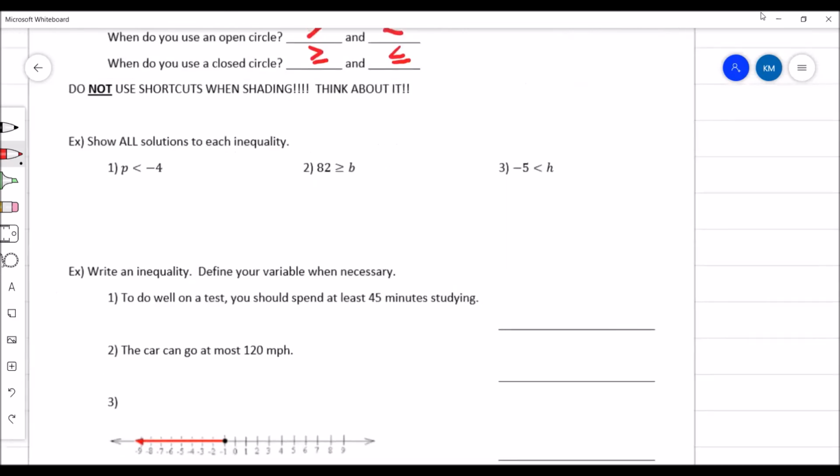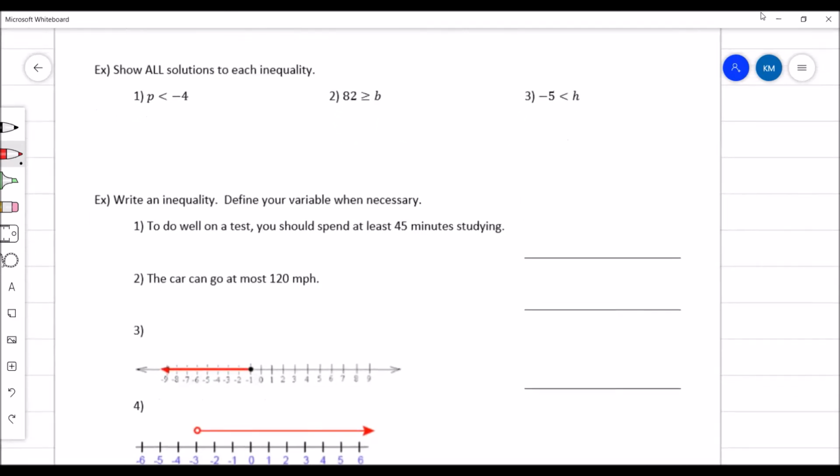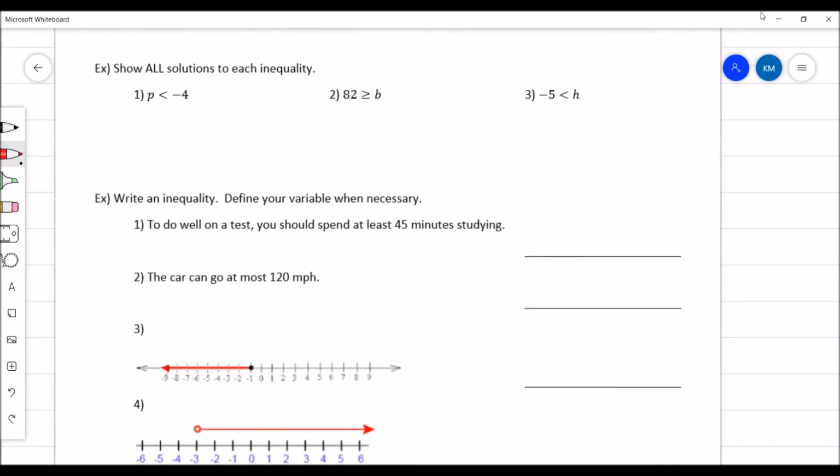All right. So show all solutions to the inequality here. We have 3 examples here. We're going to go through those pretty quickly as I just make these number lines really quick.